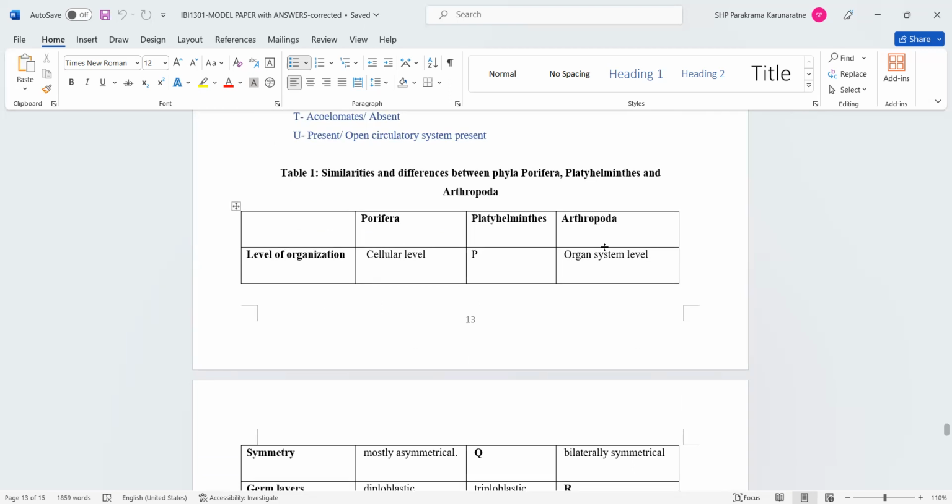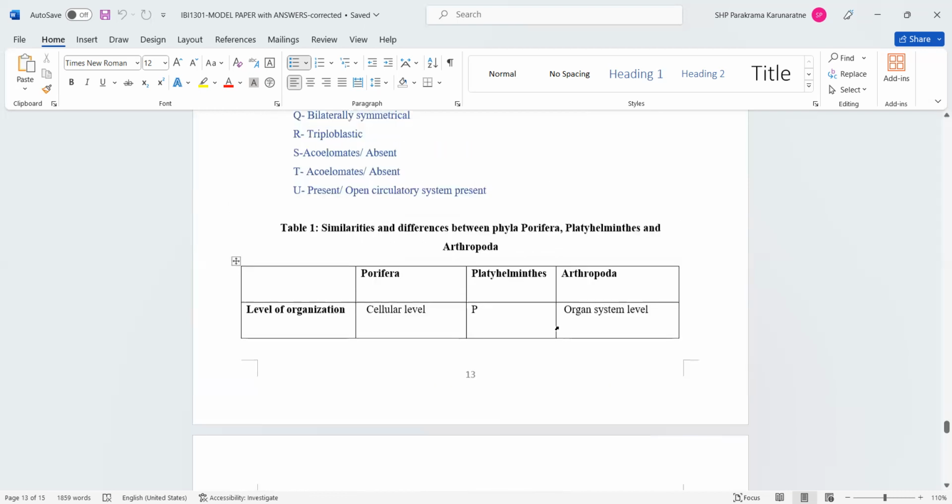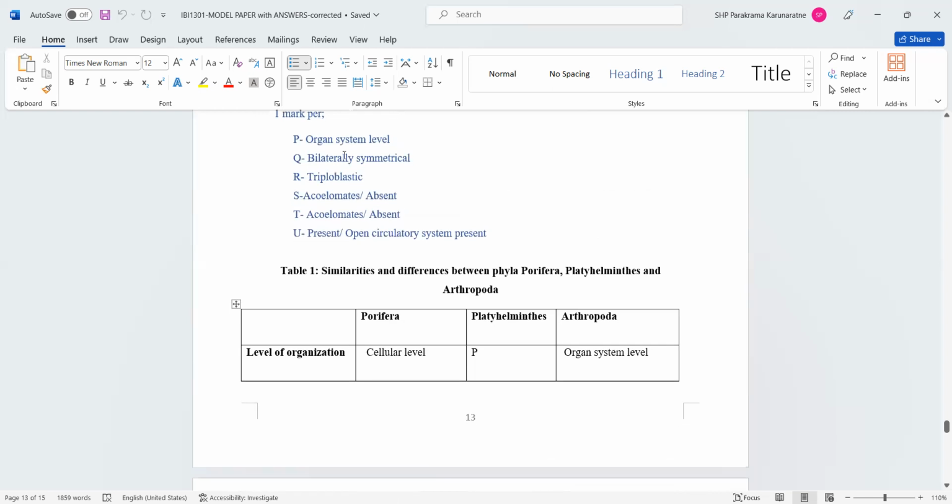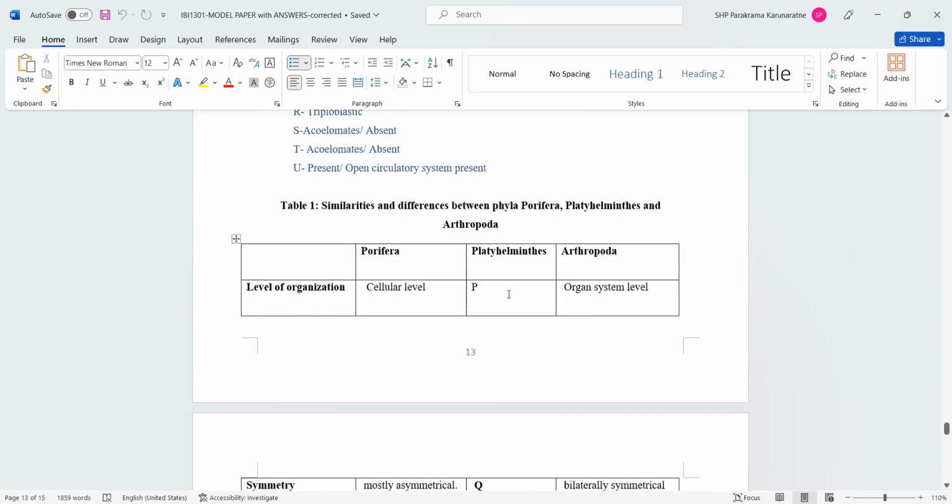Nematoda, Coelenterata, Nematoda, Mollusca, and Echinodermata. They are in addition to Porifera, Platyhelminthes, Arthropoda. Level of organization. Porifera, cellular level. No systems are there. Platyhelminthes, you get system level. Organ system, you find digestive system is there. So that organ system level you can find.